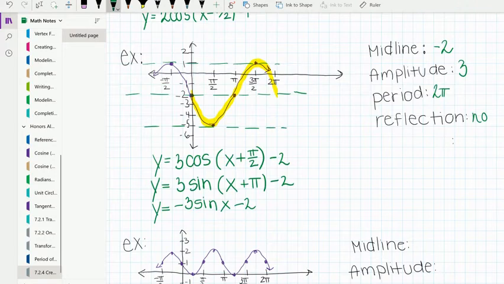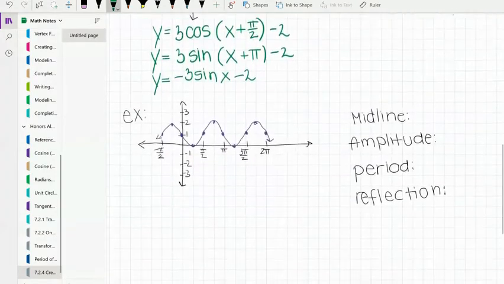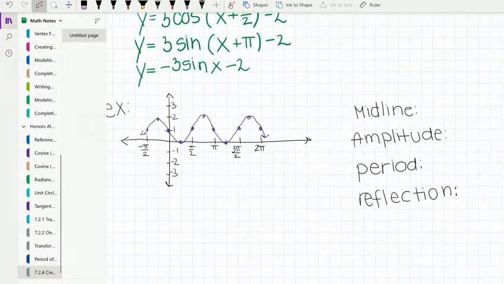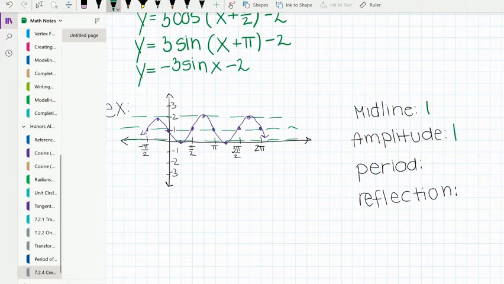All right, last one here. So this one's a little bit tricky. Hopefully some of us can kind of tell automatically that this will not have a period of 2 pi. So first thing is figure out our midline. So the highest point is 2 and the lowest point is 0. So if we add those together and divide by 2, we get 1. So that means that our midline is 1. Amplitude is height above the midline. So in this case, the height above the midline is just 1.